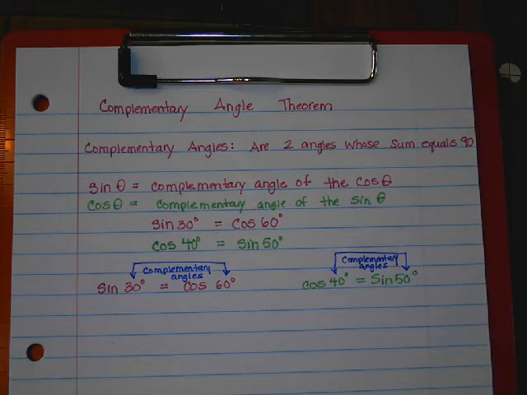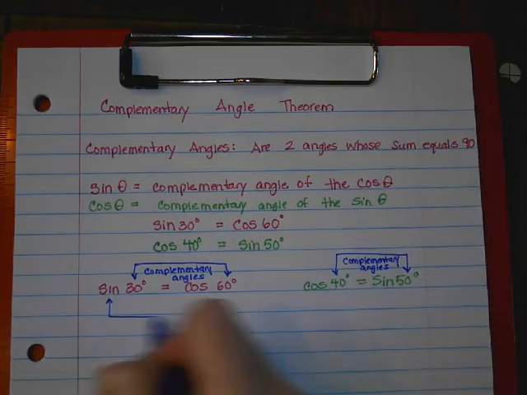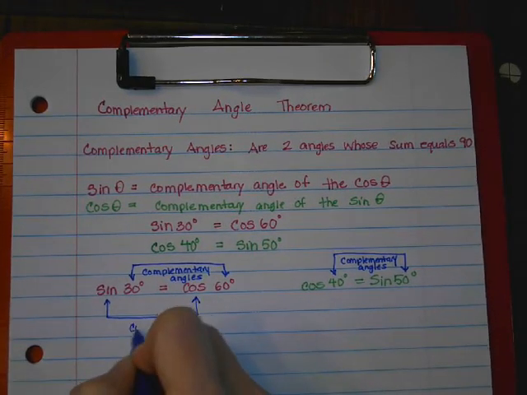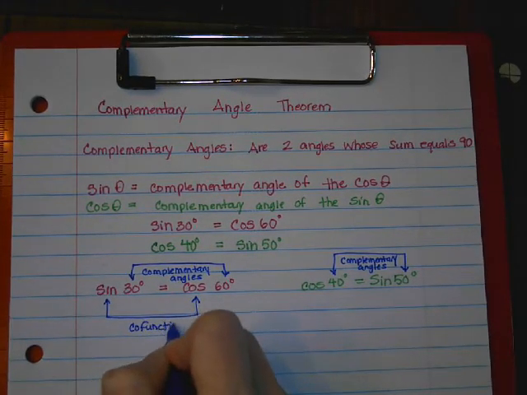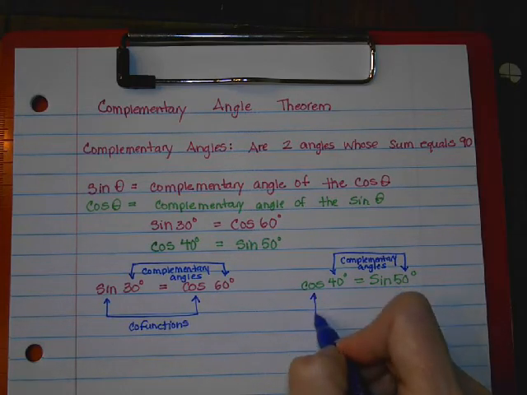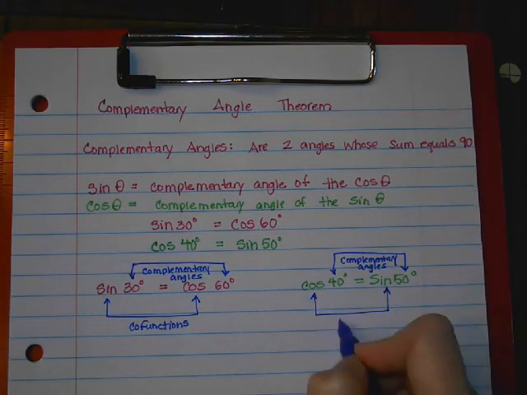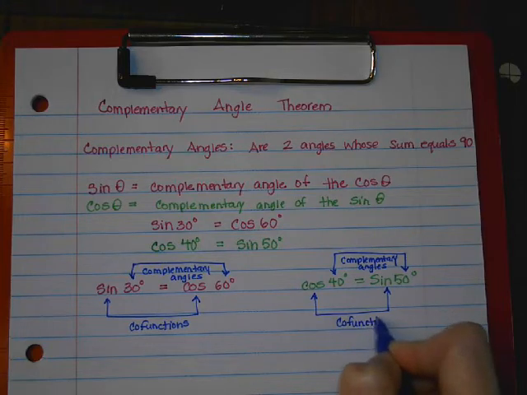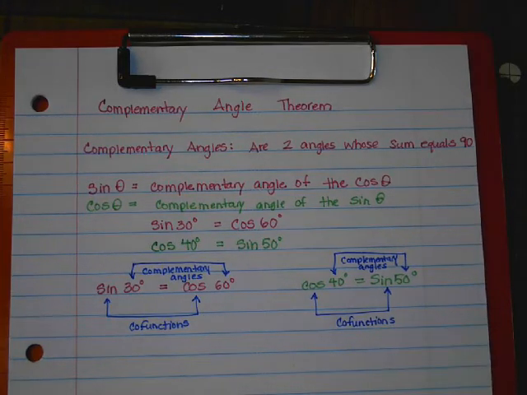Now the next part we want to talk about is called cofunctions. Sine and cosine are cofunctions. That means if I find the complement of 30, the opposite of the sine would be the cosine of it. So cosine and sine are cofunctions. You'll see them as interchangeable. The cosine of 40 goes to the complementary angle and the sine of that, and vice versa. Hopefully that helps with those.